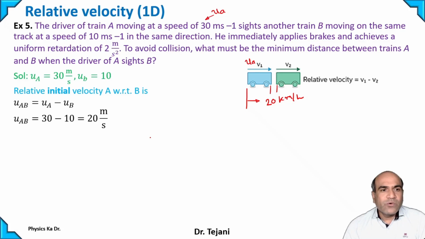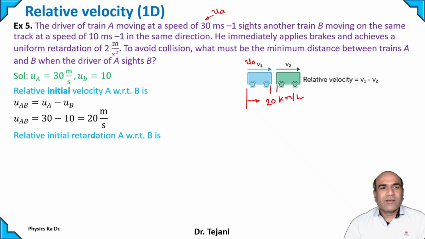So we got UAB, the initial velocity difference, or you can say the relative velocity of A with respect to B. The first letter shows we are finding velocity for A, and the second letter shows its reference. That you need to remember, and you need to repeat this. If you repeat, then and only then will you understand.